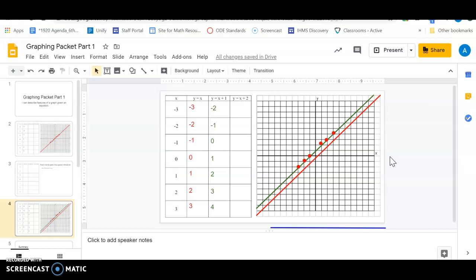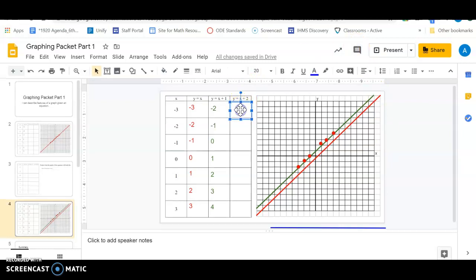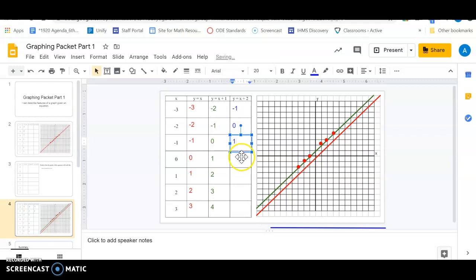I want you to try y equals x plus 2. Try graphing that and see how you do. All right, let's give it a shot. When I plug in -3, -3 plus 2 is -1. -2 plus 2 is 0. -1 plus 2 is 1. 0 plus 2 is 2. 1 plus 2 is 3. 2 plus 2 is 4. And 3 plus 2 is 5.